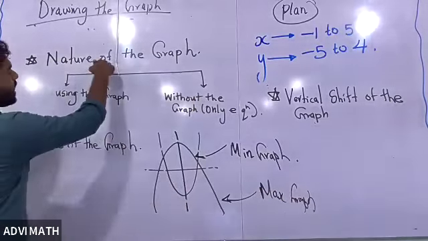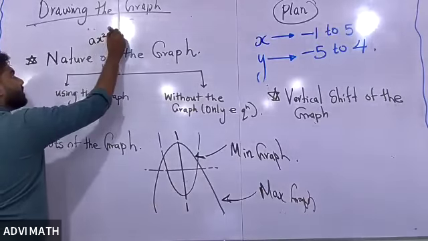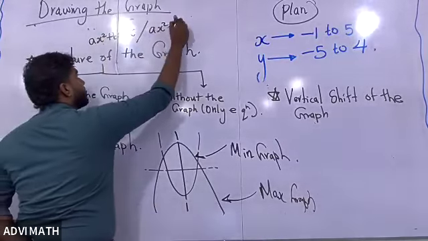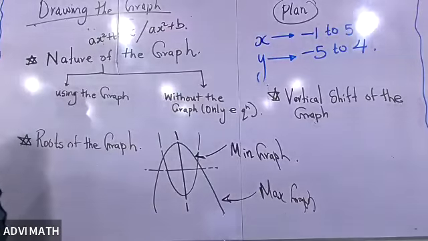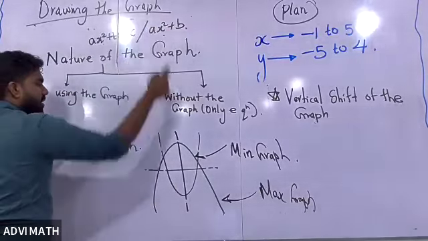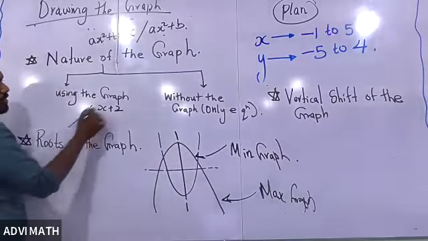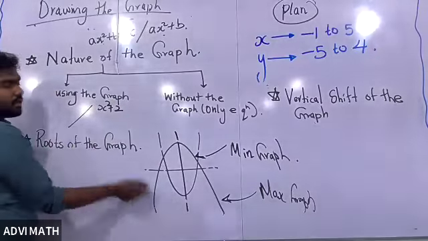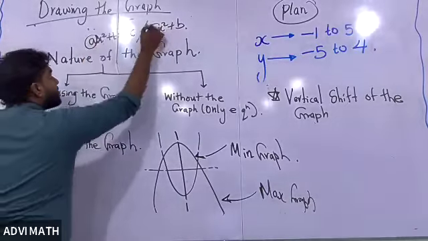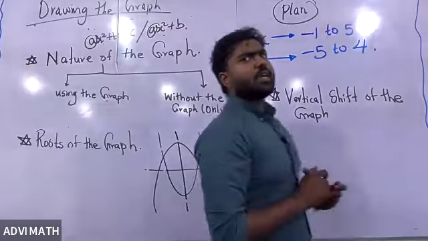Now I said these graphs are in the format ax squared plus bx plus c, or else ax squared plus b. These are my formulas. Now I have x squared. X squared means it is a parabola. X plus 2 means it is a straight line. So guys, coefficient of x squared is very important. What do you mean by coefficient of x squared? The number in front of x squared is very important.